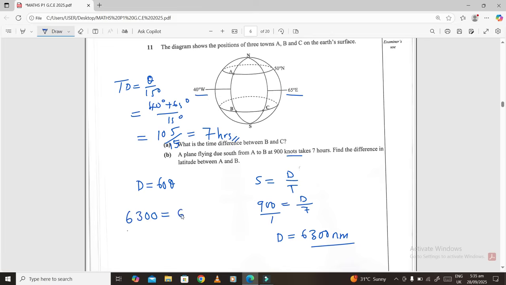So now you can indicate that 6300 is equal to 60 theta. We are solving for theta because that's the difference we're looking for. So when we divide by 60 on this side, the 0 and the 0 cancel out. 6 into 6, 1 into 630, it's 105 degrees. So the difference would be 105 degrees.